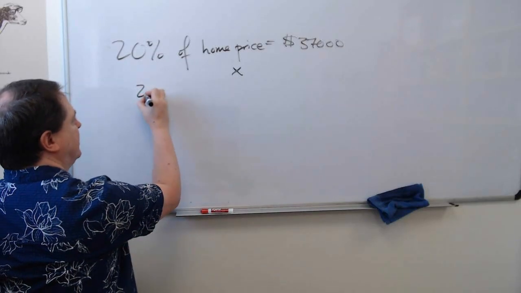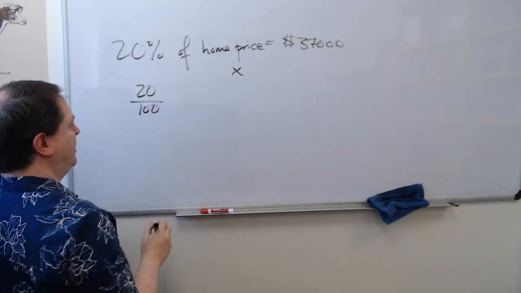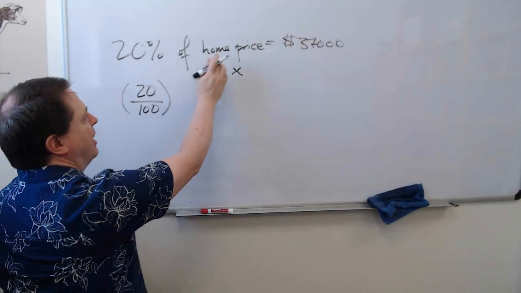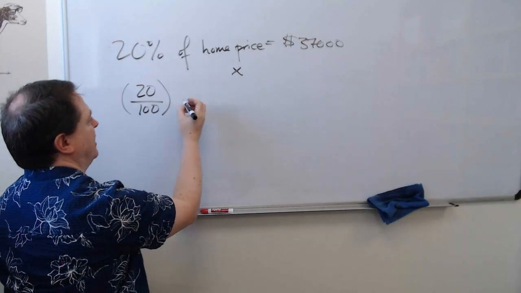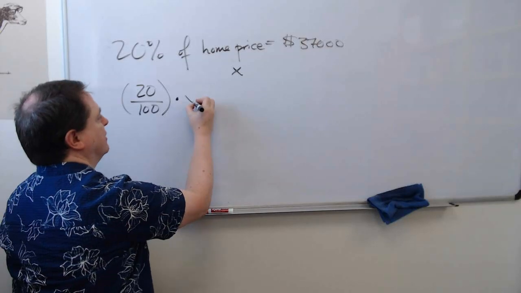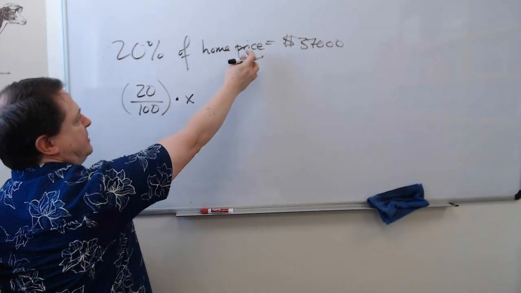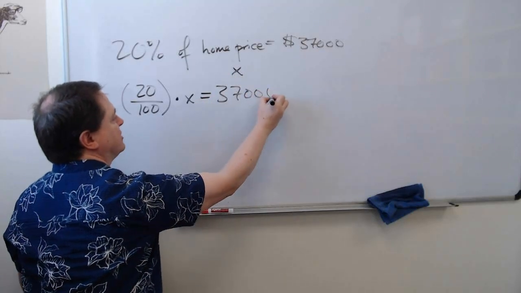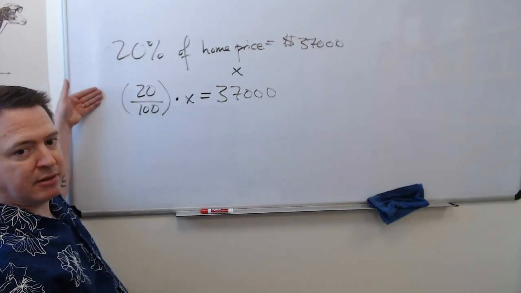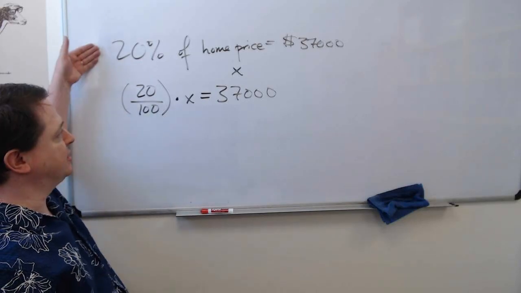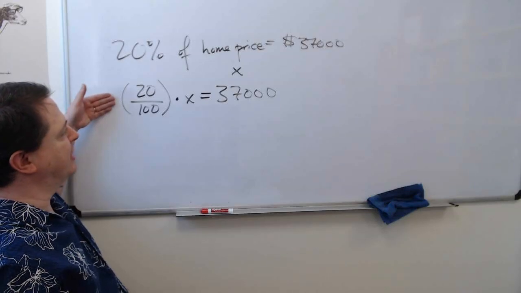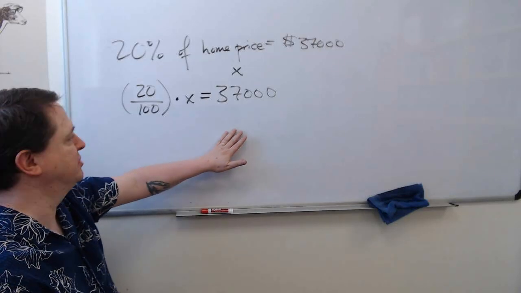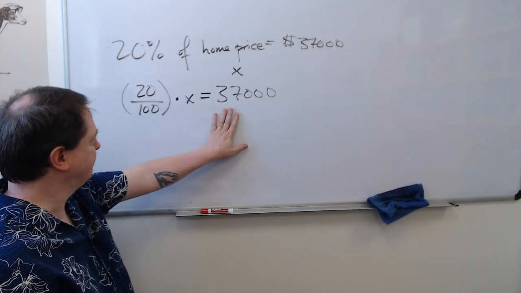Well, remember, 20% is 20 divided by 100, right? That's what 20% really means. And "of" something means we multiply. So 20% is 20 over 100 times my home price, X, equals 37,000. Okay? This is definitely the hard part as we get started with things like this, making sure that we've done it this way, right? Because again, 20% of 37,000 will not get us anything useful here. What I need is this.